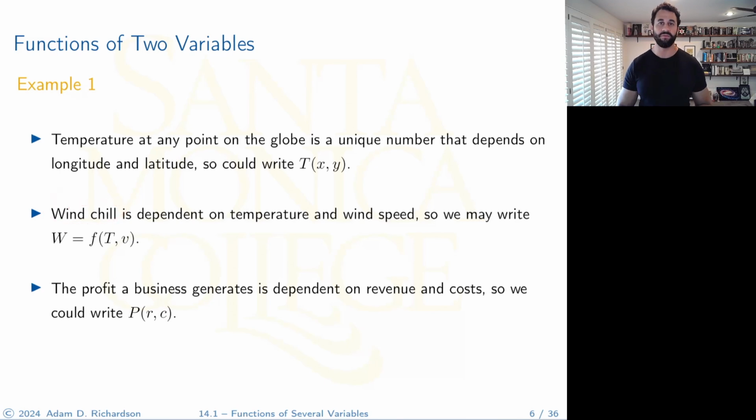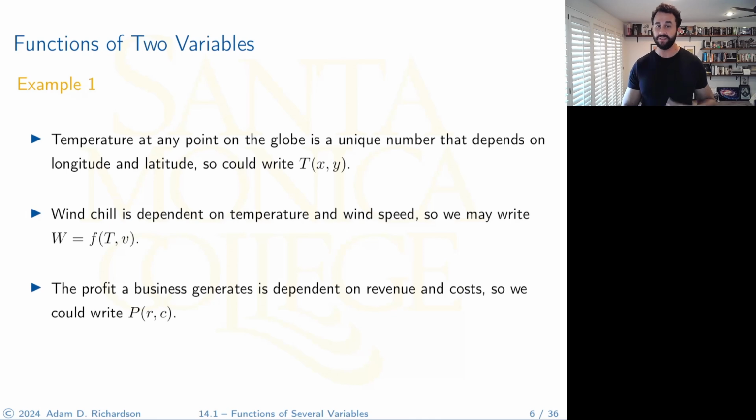Wind chill, for example, is dependent on the temperature and the wind speed. So you need two variables to describe wind chill. So we could describe it as a function of two variables, some function f that's dependent on temperature T and v for wind speed, that kind of stuff.